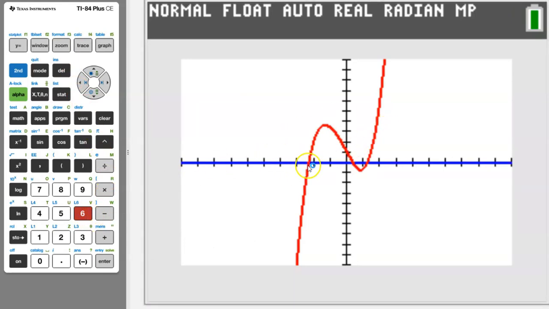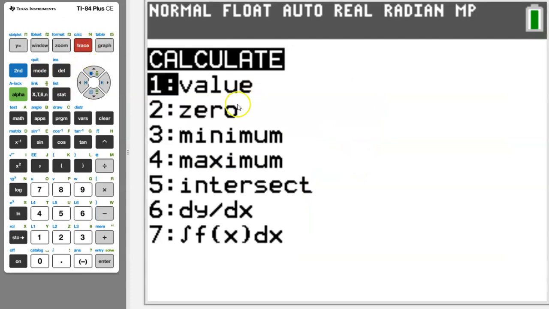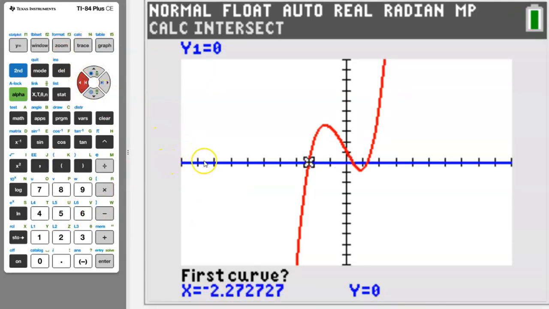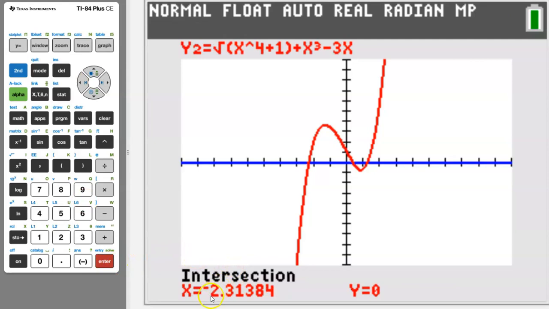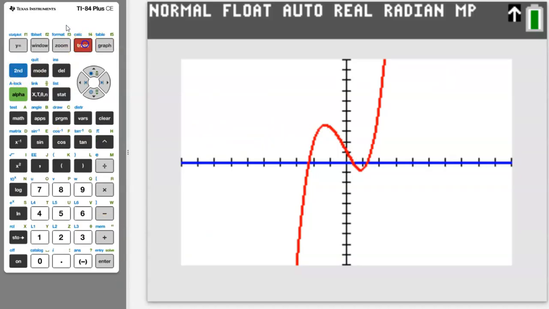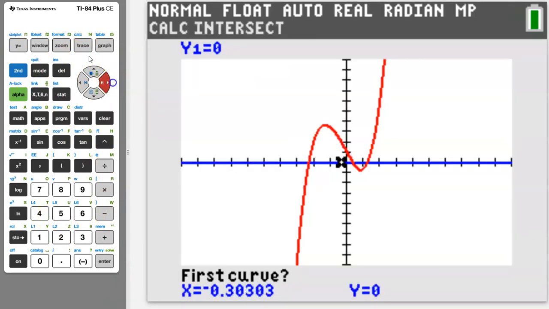Okay, interesting. So I see that we have these three x-intercepts. Let's find them one by one. So I'm going to hit second trace intersect, and I'm going to go over close to the first one, and because I have the x-axis graphed, I can just hit enter, enter, enter. So the first one is negative 2.314. Write it down somewhere. Now for the second one. Second trace, intersect, and slide on over to the second one. And hit enter, enter, enter.